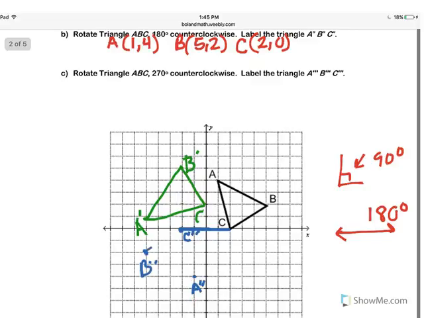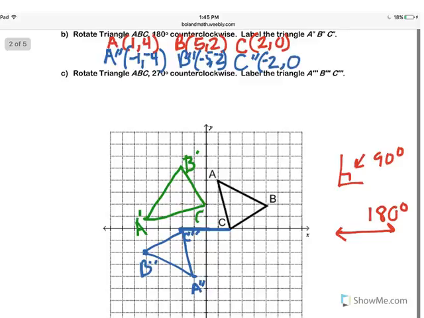So now we can connect our points to make the triangle, and then we can go ahead and write our new coordinates. So A prime prime, we'd have -1, -4. B prime prime, we'd have -5, -2. C prime prime, we would have -2 and 0 because we can't change the sign on a 0.